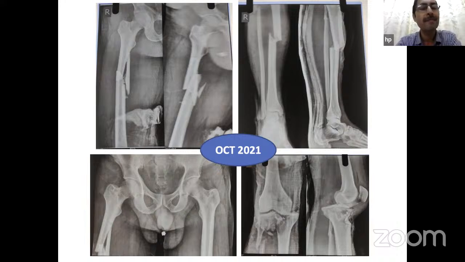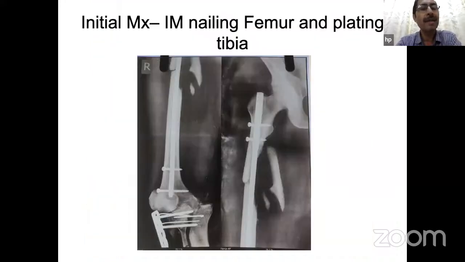Next slide, please. Here we can see that the nailing has been done and the butterfly fragment is still away, meaning it was a closed nailing along with fixation of the tibia. Next slide, please.